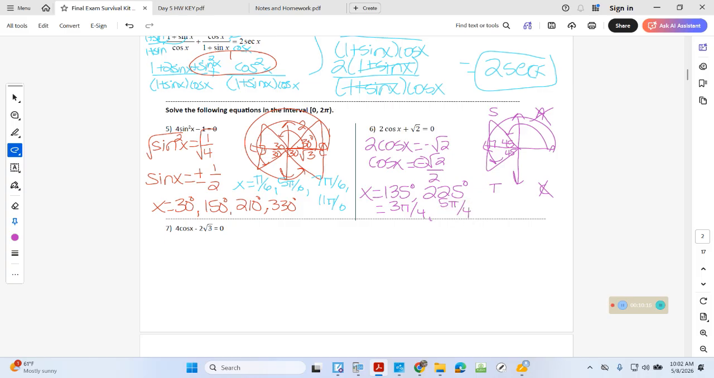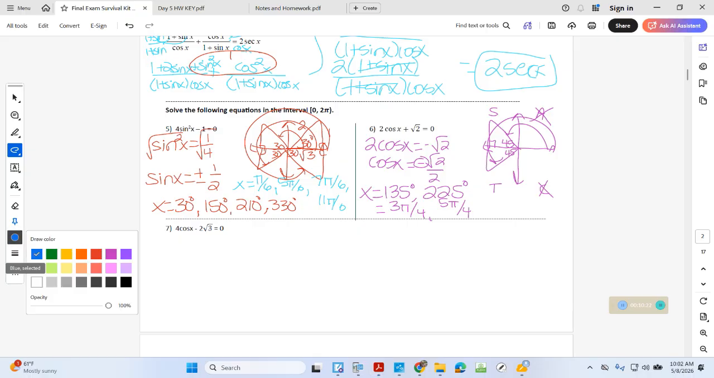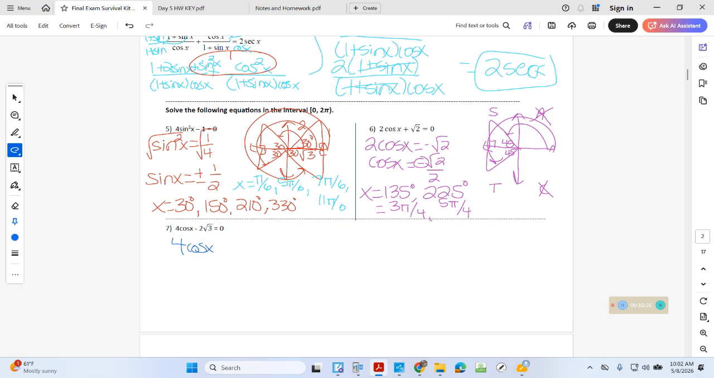All right, one more solving. I know I'm getting carried away on the solving, just because it's been a while since we've done it. So let's do this guy. I'm going to add the 2 square roots of 3, and we're going to divide off the 4. And I'm going to reduce the 2 over 4. Okay, so that's not looking so bad.